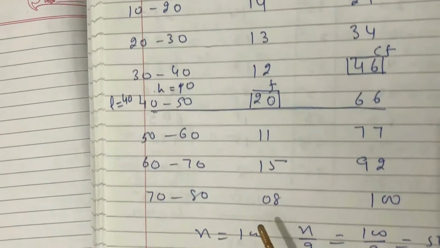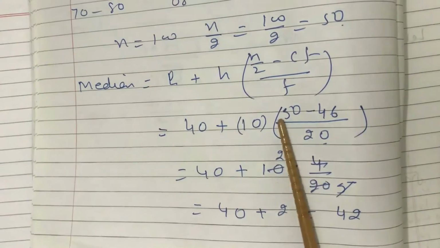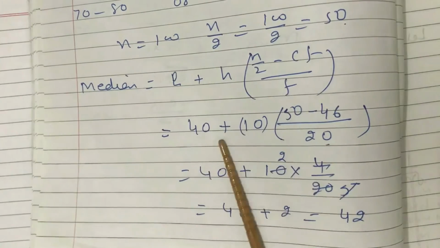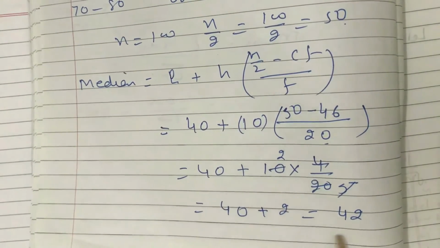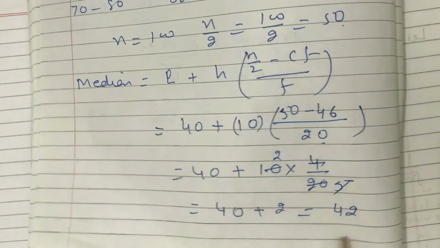And just write the formula. So here you have to write the formula, substitute the values and calculate it. When you calculate it, you will get 42 is the median.